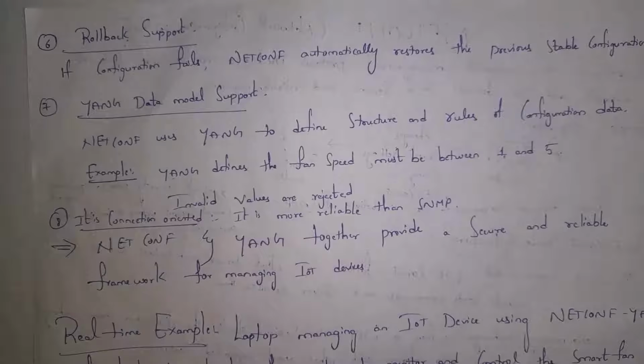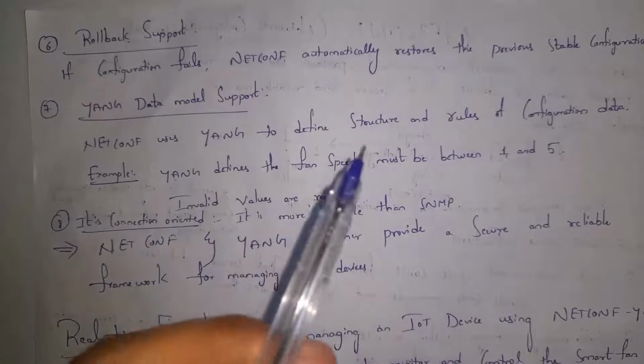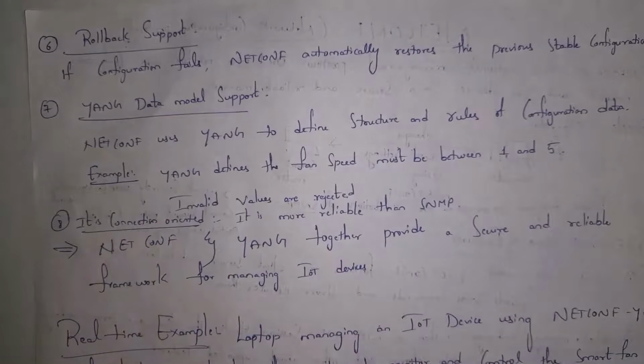Guys, rollback support means if new configuration fails, then automatically we can restore old configuration. And seventh one is Yang data model support. Guys, network configuration protocol will use Yang in order to define structure and as well as rules of configuration data. For example, guys, by using app, we can check fan details like what is fan model number, device ID, and status of fan, whether fan is turned on or off.